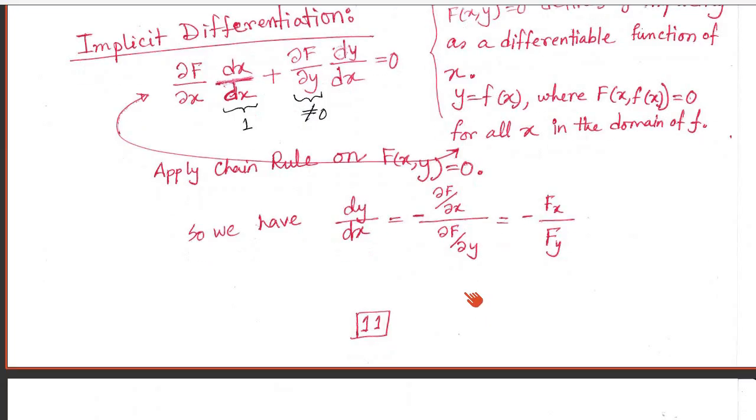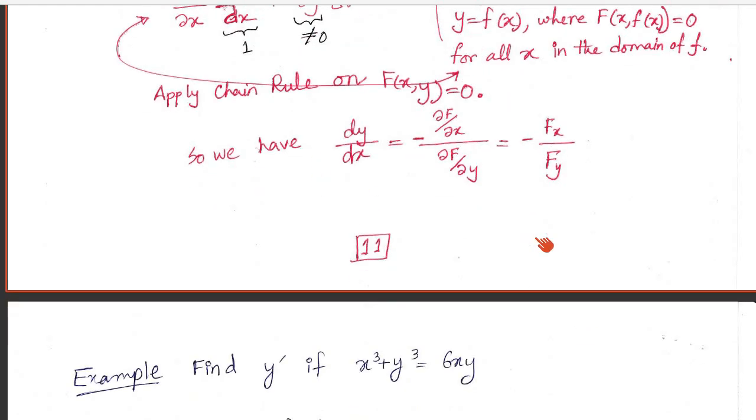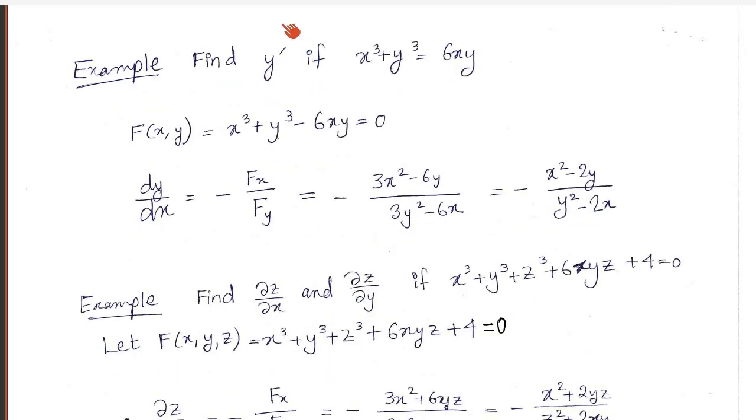Minus fx over fy. So the easiest way to remember is dy by dx is equal to, there is a minus sign always, partial derivation of f with respect to x. So do the cross with respect to x, and the denominator will have partial differentiation of capital F with respect to y, which is in the numerator over here. Let's do an example. Find y prime if x cube plus y cube is equal to 6xy, or we can write it in this way. So dy by dx will be minus fx by fy.